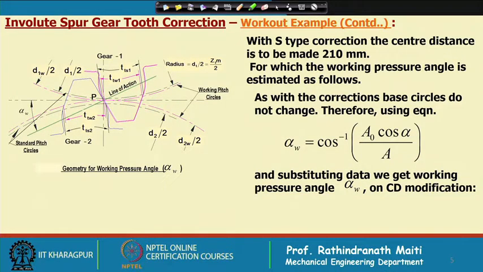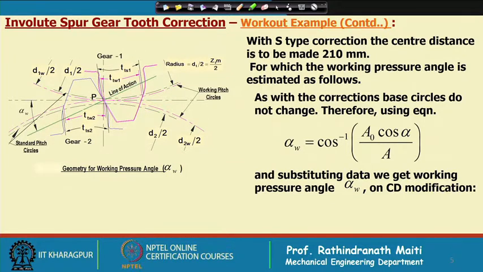So, this is definitely S type of corrections. The center distance is being made 210 millimeter, for which the working pressure angle is estimated as follows. As with the corrections, base circles do not change, therefore, using the equations, the working pressure angle is equal to cos inverse of the standard center distance into cos of the standard pressure angle divided by the working center distance. Sorry, A is equal to the working center distance.